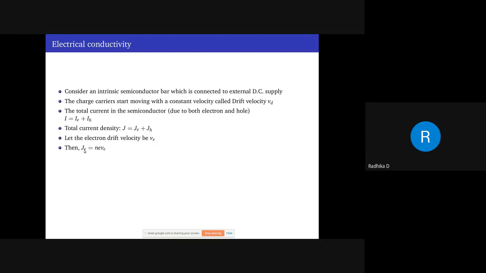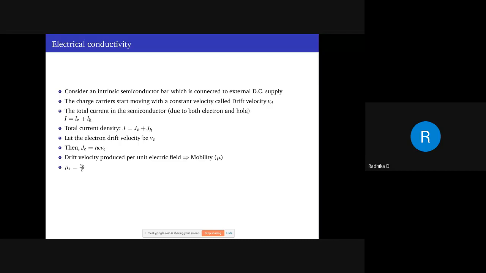Then current density for electrons, JE, is given by the number of electrons, that is what you found in the morning, that is N, the electron concentration, the number density of electrons, multiplied by the charge of the electron, multiplied by the drift velocity of the electron. N e into VE. JE is equal to N e VE. Similarly, I can even do it for holes.